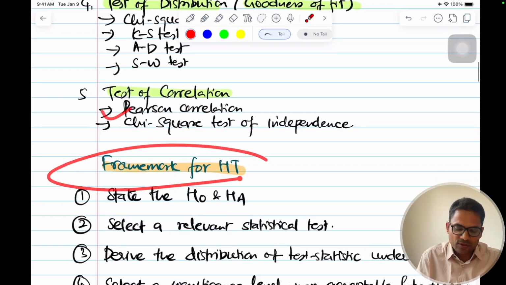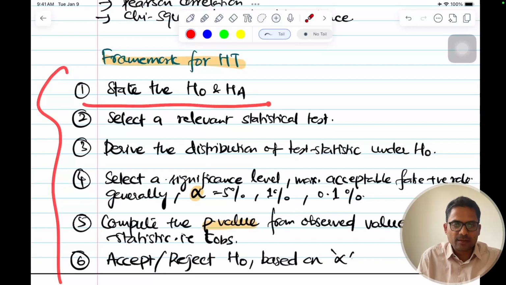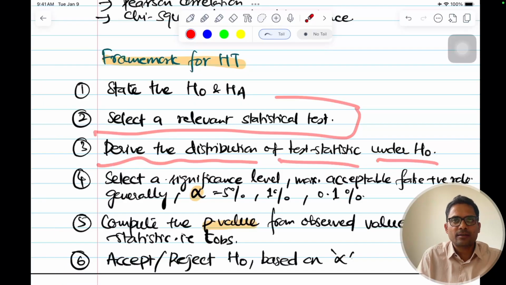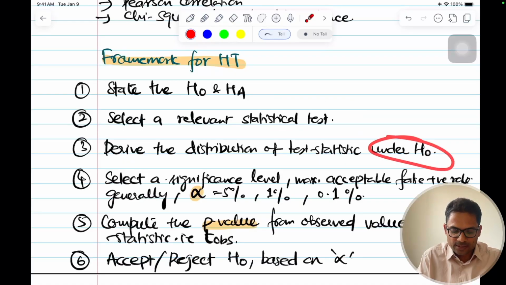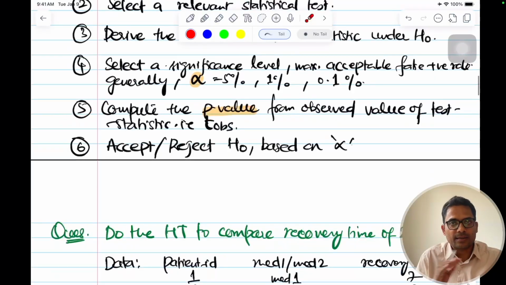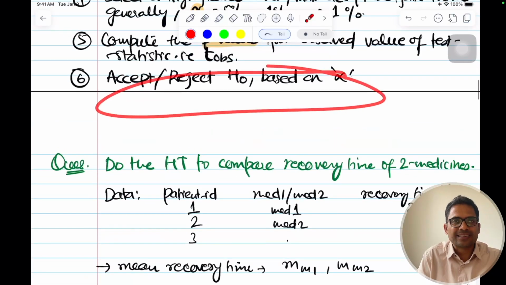Then we discussed the framework for hypothesis testing. So we have a 6-step formula. State the null and alternate hypothesis, then select a relevant statistical test, derive the distribution of the test statistic under the null hypothesis, assuming that it is true. Then state the significance level that you want, generally 5%, and then we compute the p-value and see whether it is greater than or less than the critical value. And then we accept or reject the null hypothesis based on that significance level.